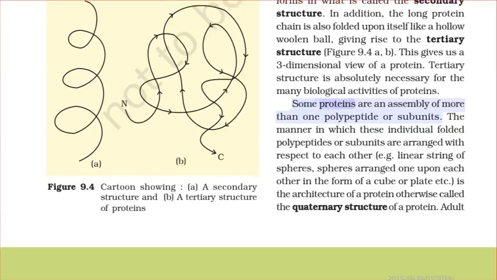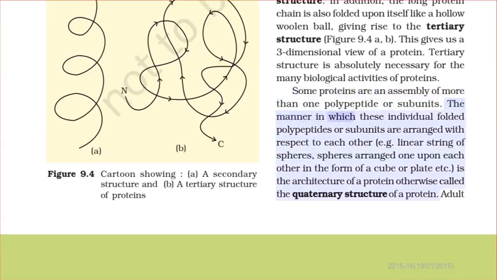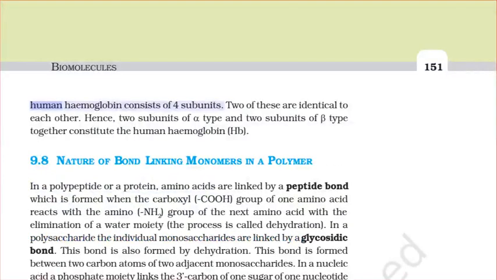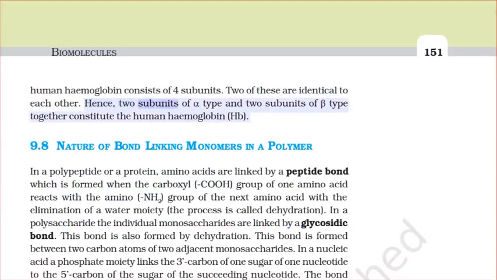Some proteins are an assembly of more than one polypeptide or subunits. The manner in which these individual folded polypeptides or subunits are arranged with respect to each other, for example, a linear string of spheres, or spheres arranged one upon each other in the form of a cube or plate, etc., is the architecture of a protein, otherwise called the quaternary structure of a protein. Adult human hemoglobin consists of four subunits. Two of these are identical to each other. Hence, two subunits of α type and two subunits of β type together constitute the human hemoglobin, Hb.